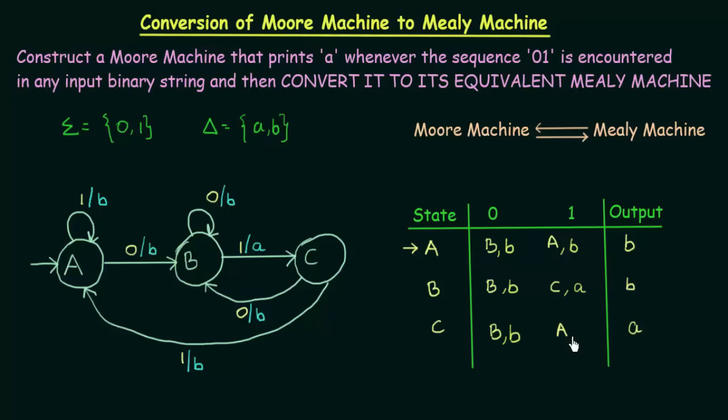So we have now associated the outputs to the transitions, and now you can remove the column for output over here. When you remove the column of outputs from the Moore machine and associate the outputs to the transitions, that becomes the transition table for your Mealy machine. So this is how you convert a Moore machine to its Mealy machine. I have shown you how to do it using the transition diagram and also the transition table. I hope it was clear to you. Thank you for watching and see you in the next one.